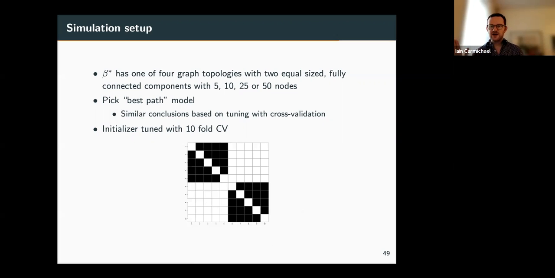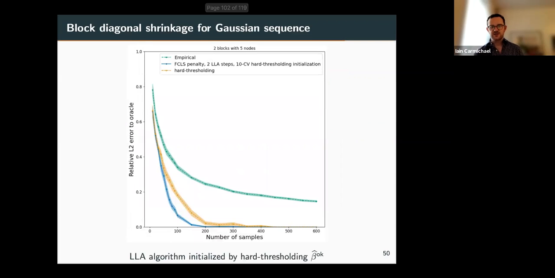I'm going to fit our models across a range of tuning parameters and pick the best tuning parameter to report the results. From a methodological standpoint, this is cheating, but it's a reasonable thing to look at to evaluate the estimator. And I'm always going to initialize our models using the 10-fold cross-validation of a Lasso initializer or something like that. So let's take a look at what happens.